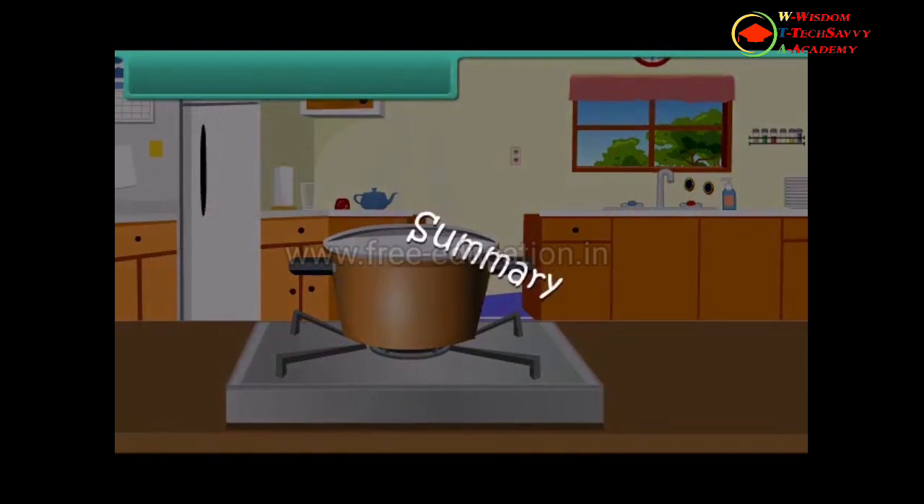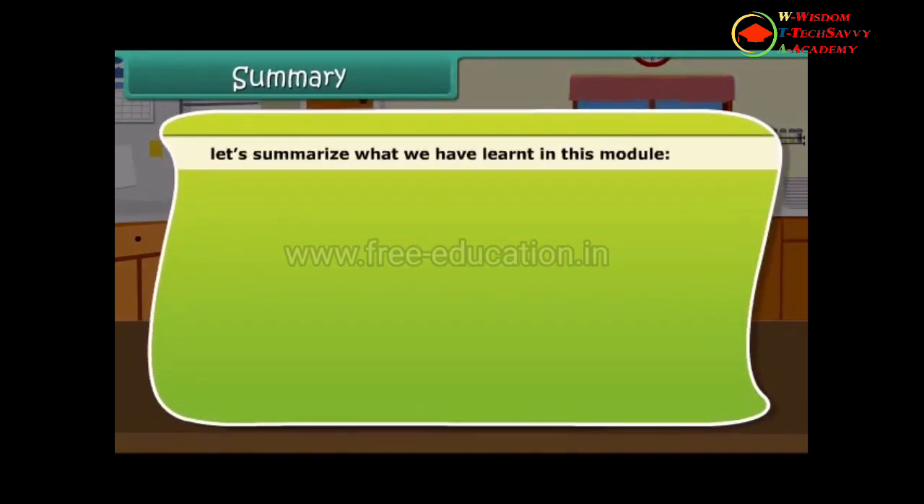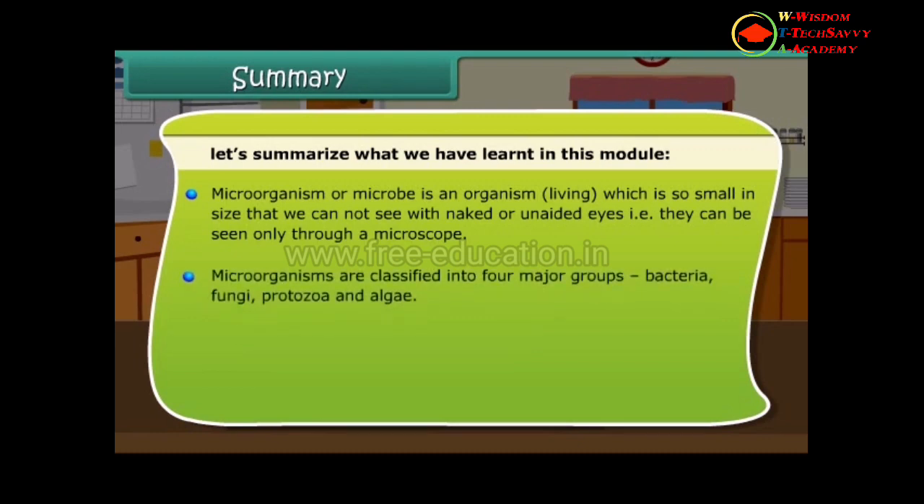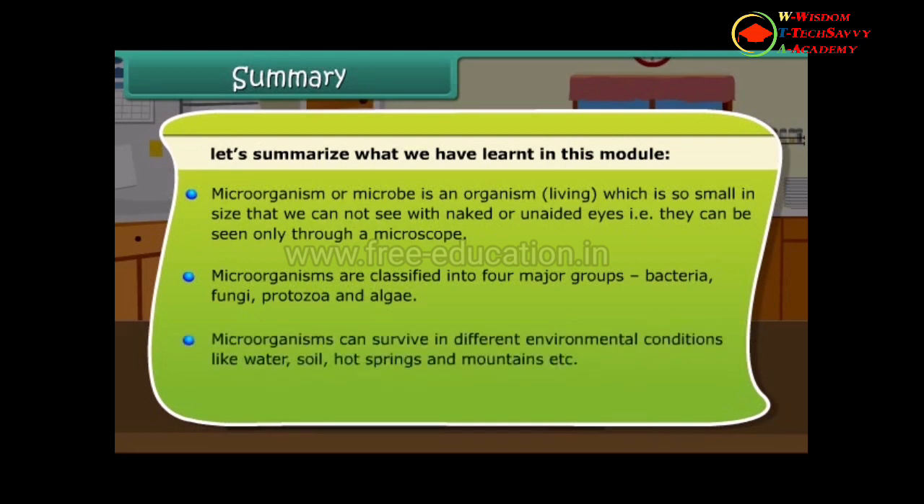Summary. Friends, let us summarize what we have learned in this module. A microorganism or microbe is an organism so small in size that we cannot see it with naked or unaided eyes; that is, it can be seen only through a microscope. Microorganisms are classified into four major groups: bacteria, fungi, protozoa, and algae. Microorganisms can survive in different environmental conditions like water, soil, hot springs, and mountains, etc.